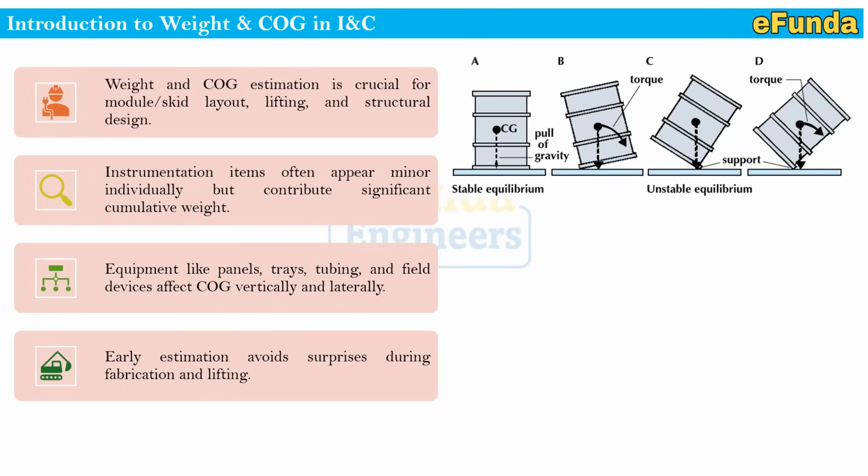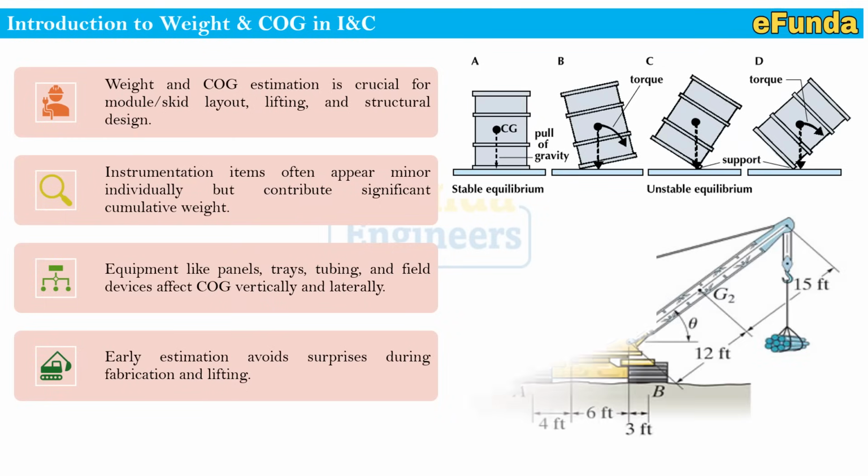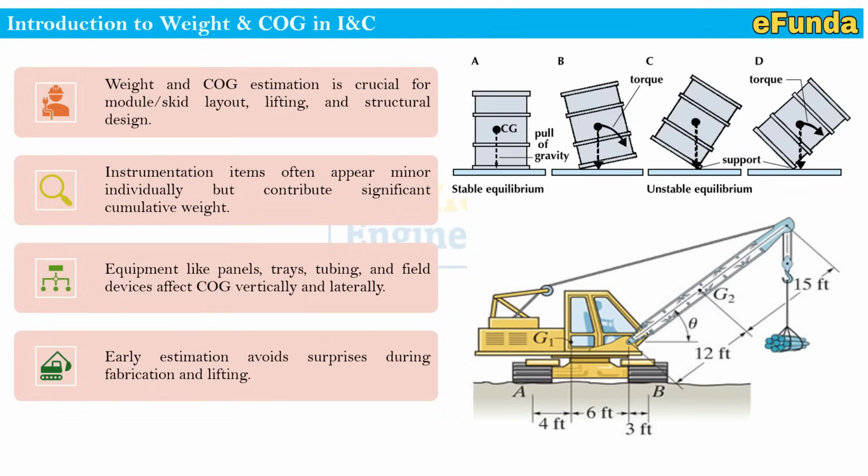One can refer to the second picture where the crane is used to lift the pipes required to be installed at the plant site. As you can see, the height of the lifting arm and the gravitational force acting on G1, G2, that is the CG, center of gravity, are shown, and accordingly the figure is sketched and presented for better understanding.